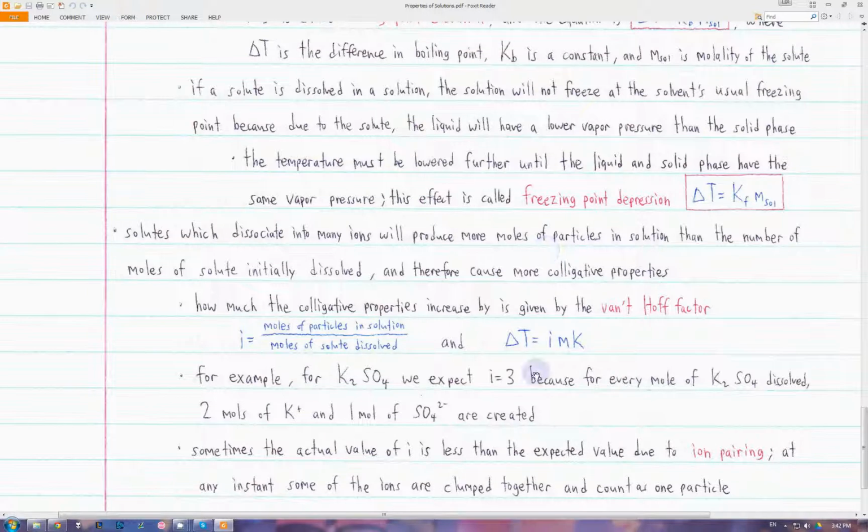We do that by adding in what's called the Van't Hoff factor into the equations. The Van't Hoff factor, this i, is the moles of particles in the solution divided by the moles of solute that were originally dissolved. For example, potassium sulfate will dissolve into 2 K plus ions and 1 sulfate ion. So for every mole of potassium sulfate that we dissolve, 3 moles of ions will be produced. So the Van't Hoff factor is expected to be 3.